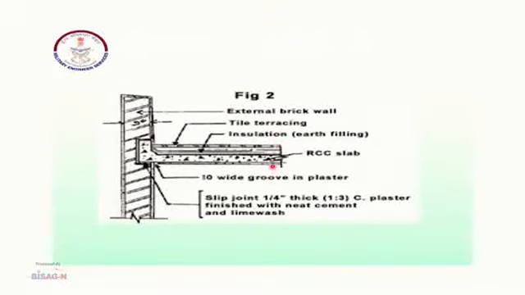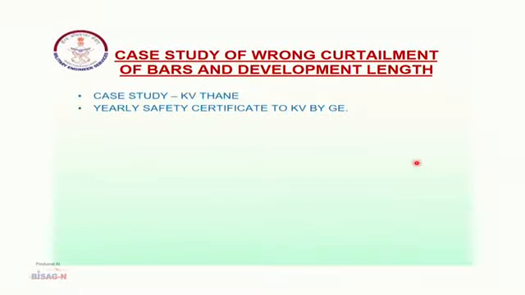This is the junction where we generally see cracks. So, we can end this 2-3 inches before, and we can taper this so that cracks are not visible. Case study of wrong curtailment of bars and development length.